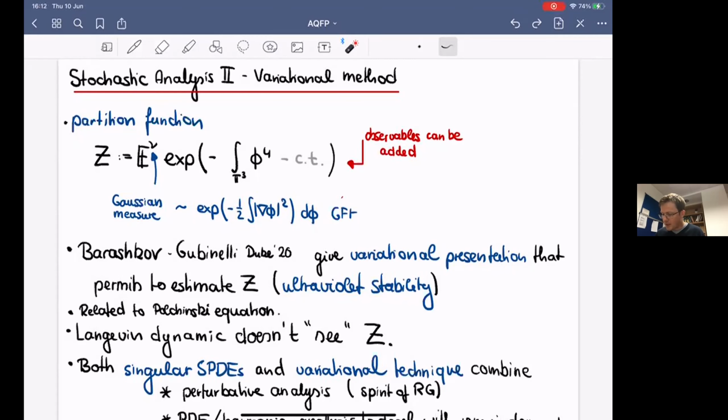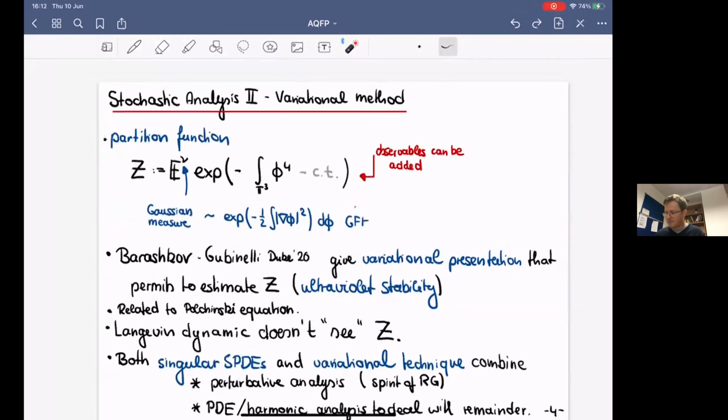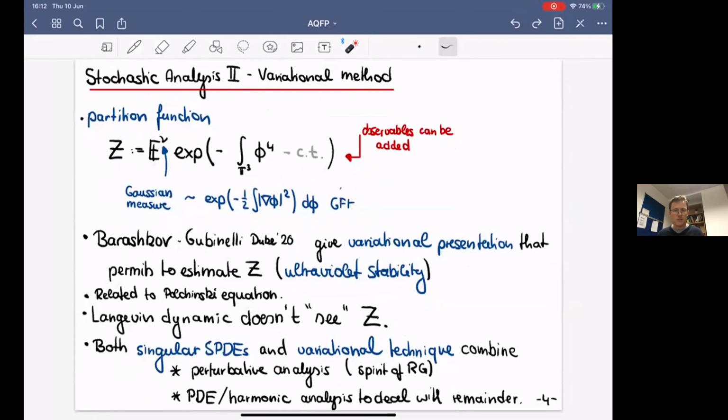And there's some common philosophy, I would say, between these different points of view, but both in the singular SPDE and in this variational technique point of view, you have a combination where you use a perturbative analysis, which I think is really very much in the spirit of what happens in a more RG renormalization group type analysis of the thing.